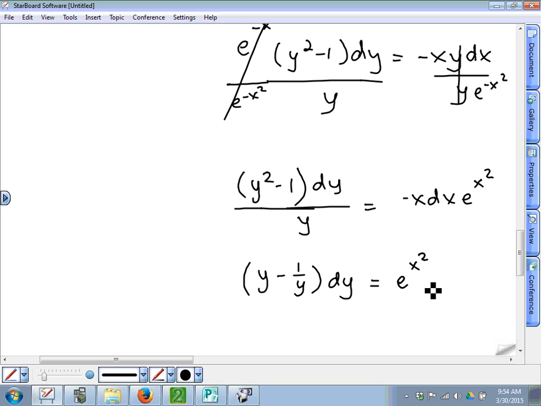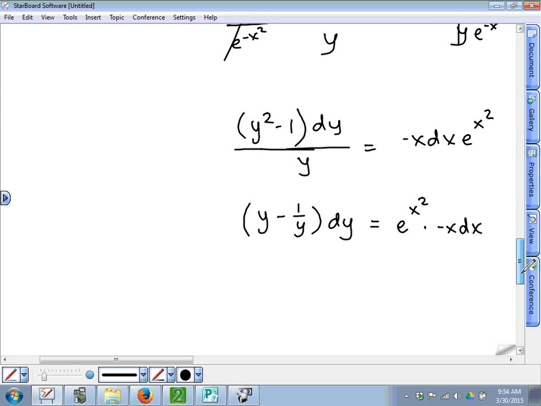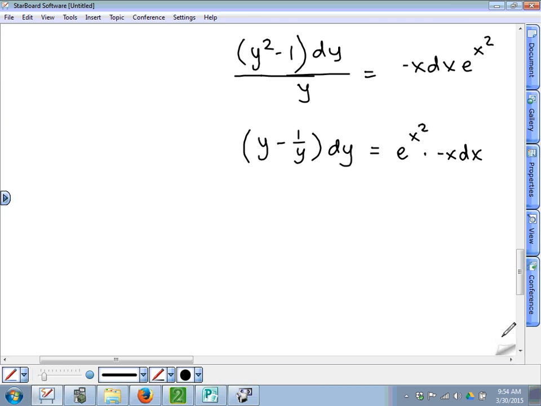So it's e to the x squared times negative x dx. Now let's integrate both sides. All you've got is the sum or difference of multiple terms here, so integrate each term separately. What's the integral of y? That's the derivative. What's the integral? Y squared over 2. Okay. And then this 1 over y dy, isn't that the natural log of y? You guys following? Okay. And then over here on the right side.